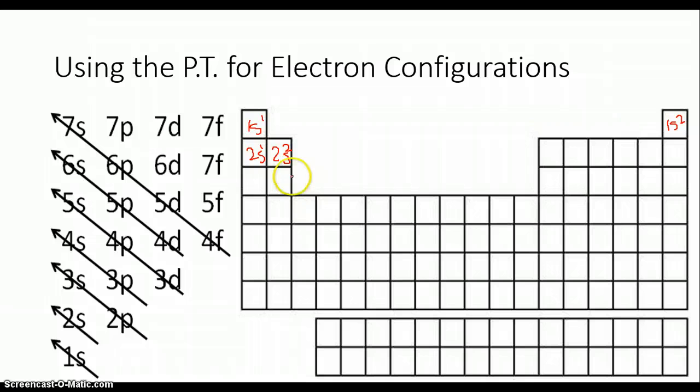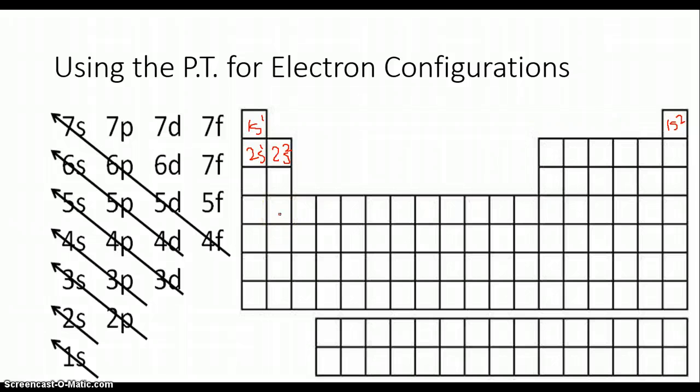Over here, you have the third row, and these are all s's. So far, they've all ended in s. This is going to be 3s1 and 3s2, and then 3p1, 2, 3, 4, 5, and 6 all the way across. And then keep it going. So after 3p, it's going to be 4s, which is exactly what you see right here with 4s1 and the 4s2.